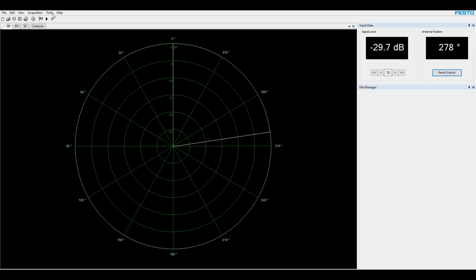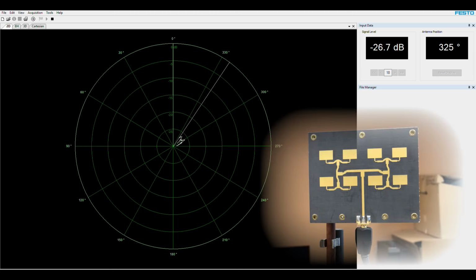Okay, probably you hear this beep. That means the RF power is on. Now we're gonna start our measurements. So right now we are approaching the back lobe of this antenna array. So this is our back lobe.